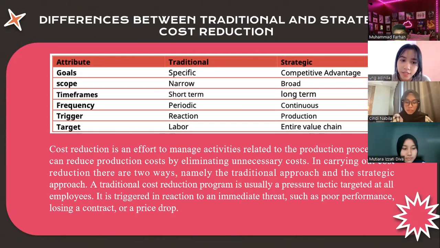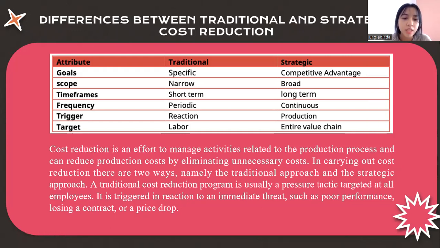Cost reduction is an effort to manage activities related to the production process and can reduce production costs by eliminating unnecessary costs. In carrying out cost reduction, there are two ways, namely the traditional approach and the strategic approach. A traditional cost reduction program is usually a pressure tactic targeted at all employees. It is triggered in reaction to an immediate threat, such as poor performance, losing a contract, and price drops.